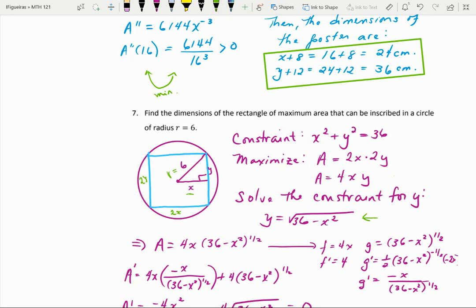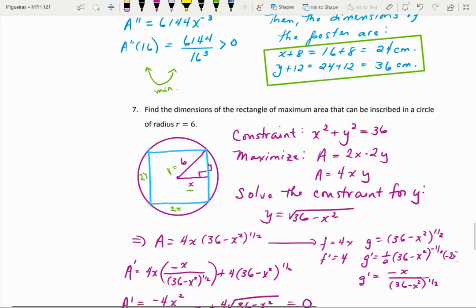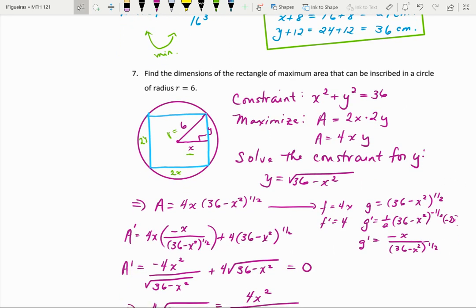Again, the negative square root would not make sense in a problem like this because we're talking about dimensions. Okay, so y equals the square root of 36 minus x squared gets substituted into the formula that you want to maximize. So we put that here.